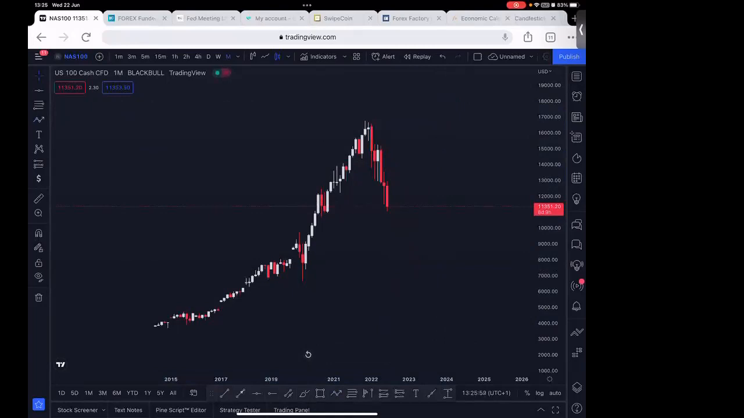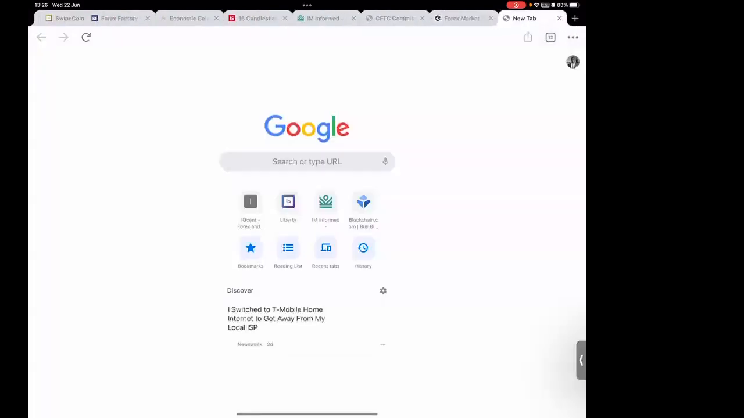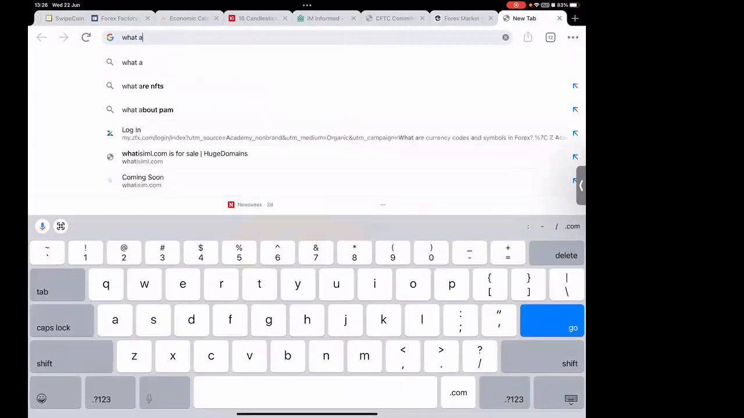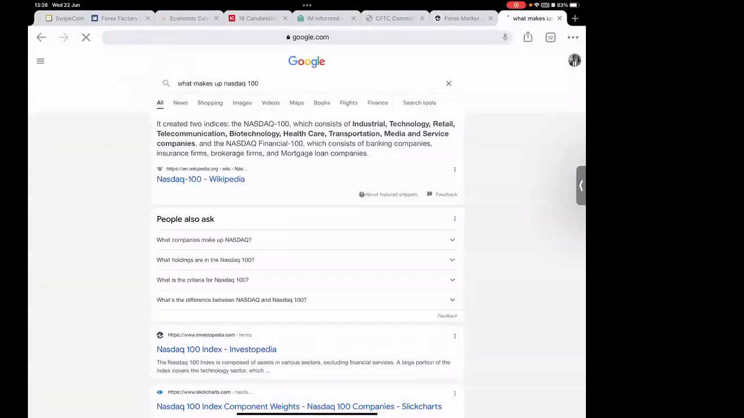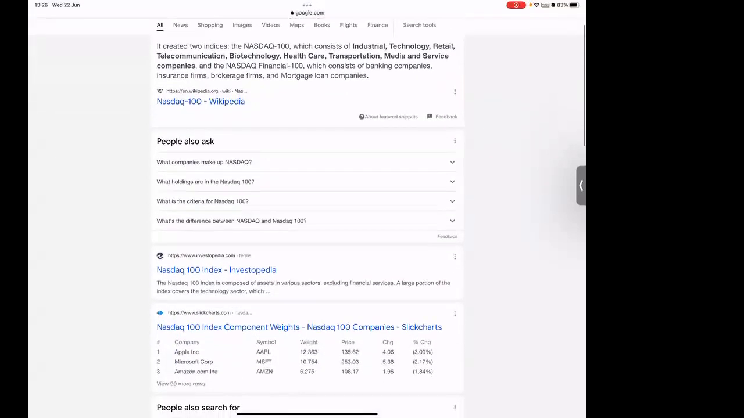Then now, what makes up NAS 100? Let's do a little bit of fundamentals so you can see what I'm saying here. NASDAQ 100 is the 100 top industrial and tech companies in the world. NAS 100 consists of industrial, technology, retail, banking companies, insurance firms, and so on.